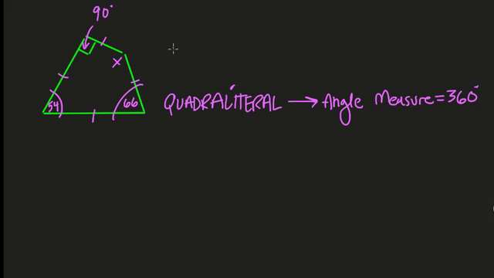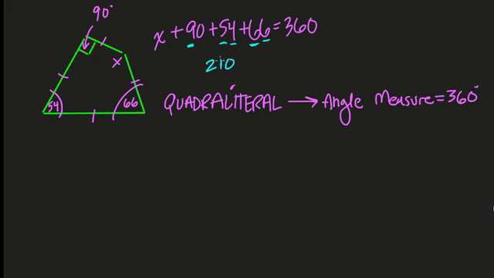So now all we have to do is set this up. We know that x, whatever angle it is, if I add 90, if I add 54, and if I add 66, I get 360 degrees. And all I need to do now is solve for x. So if I simplify this, right, 50 plus 90 is 140, plus 60 is 200, plus 4 and 6 is 210. So x plus 210 equals 360.